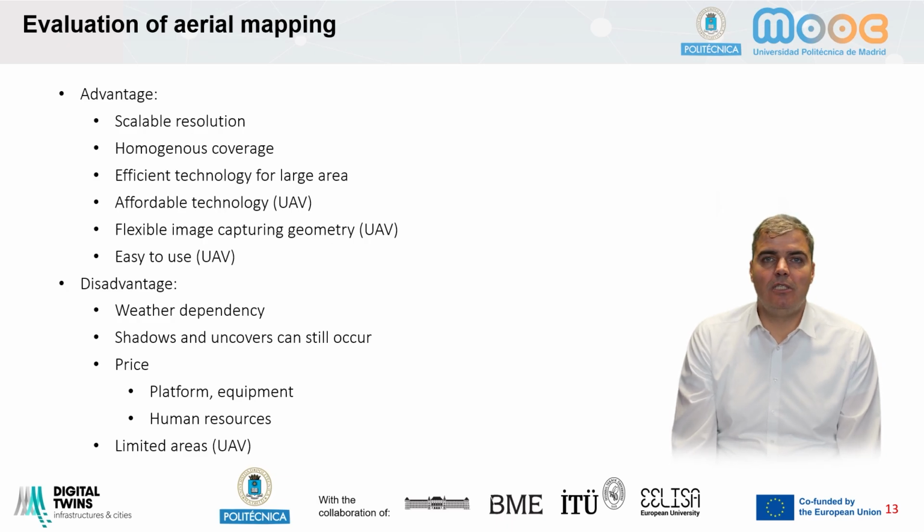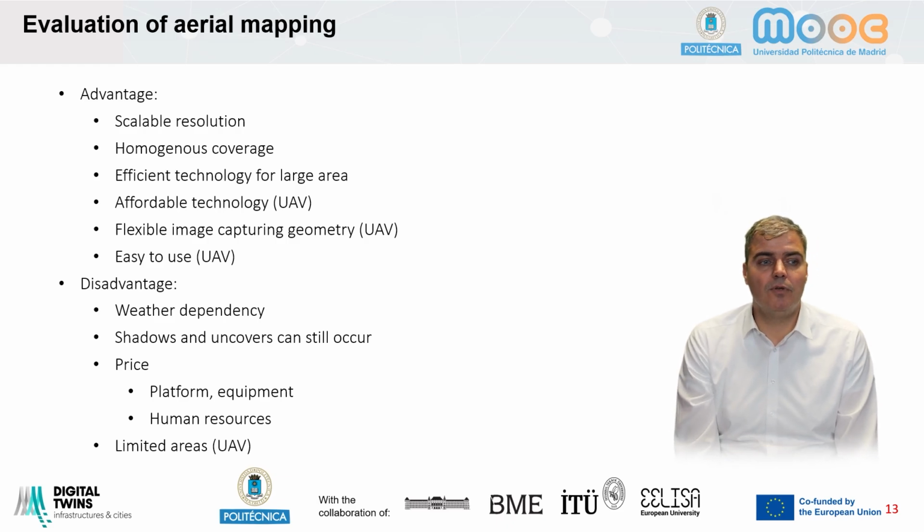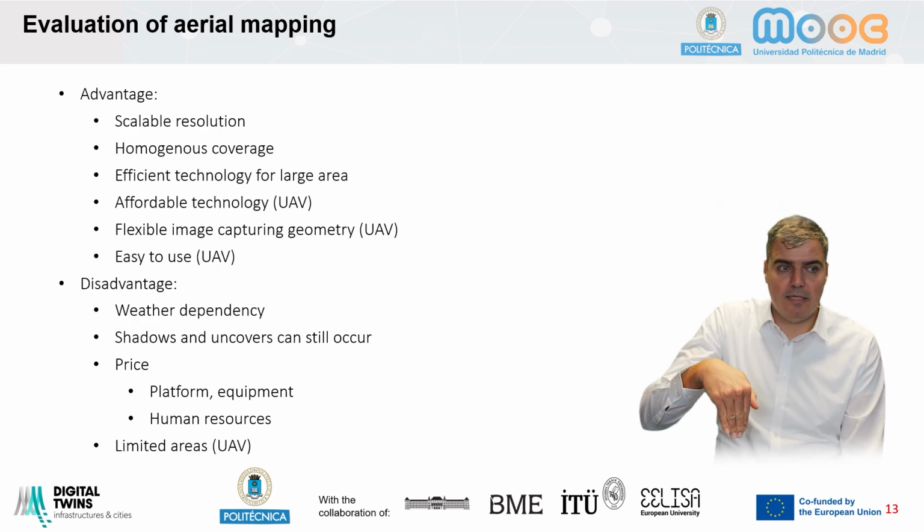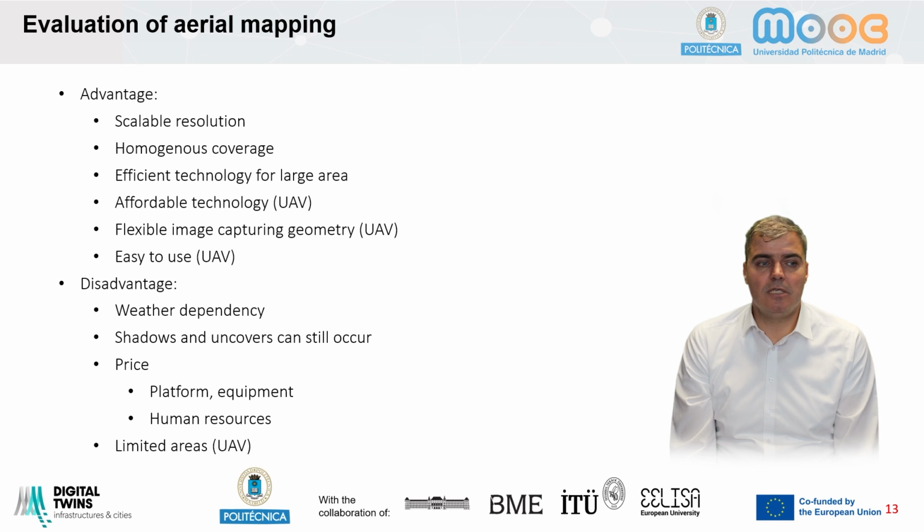You can reach a homogeneous coverage, as in remote sensing. It's an efficient technology for large areas. In case of UAV, drone photogrammetry, this is an affordable technology, so you can buy drones for some thousands of euros. It provides a flexible image capturing geometry, so you can have oblique images, nadir images, and it's very easy to learn how to capture these images. But what about the shortcomings, the disadvantages?